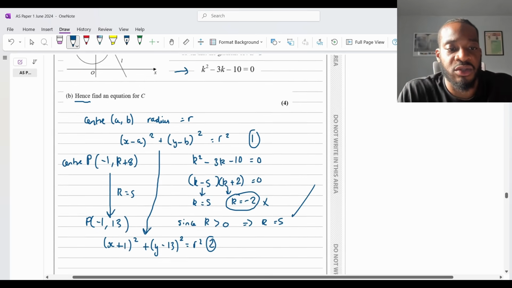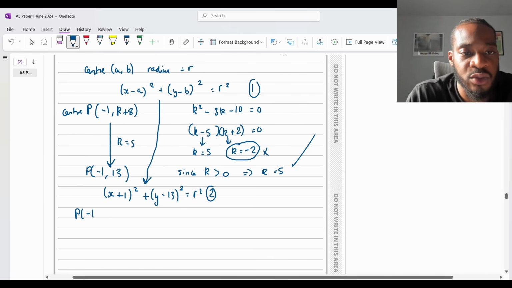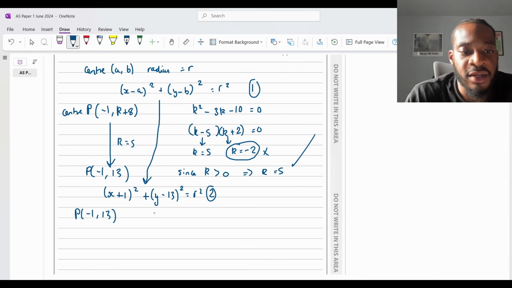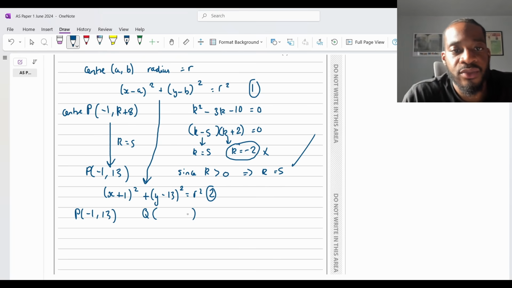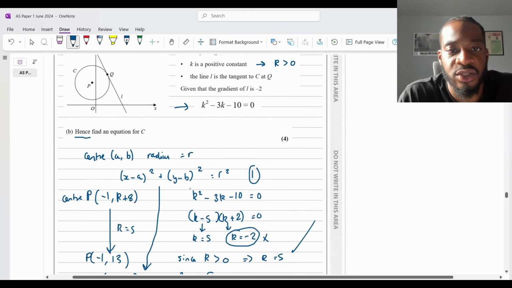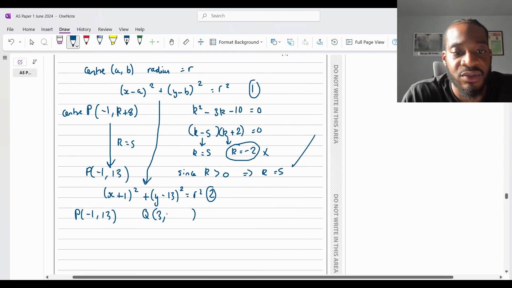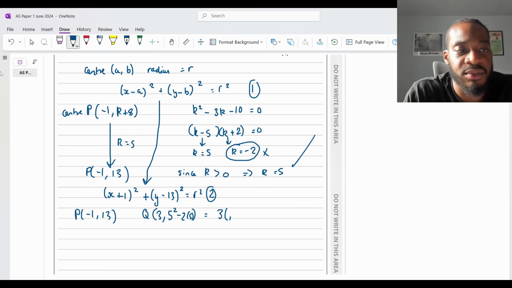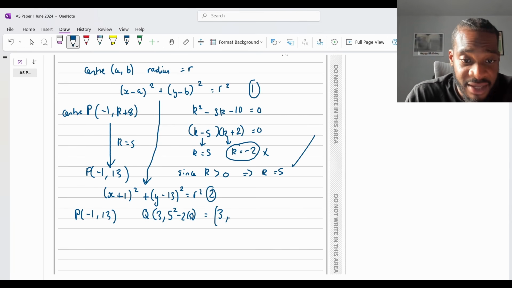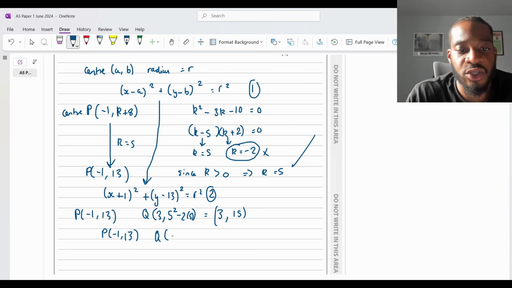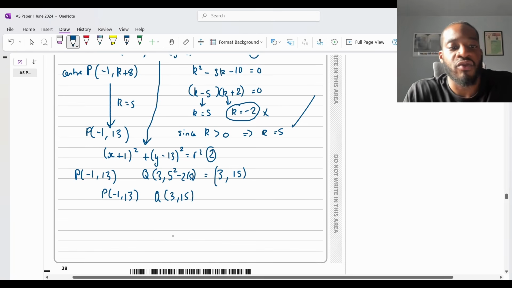So let's do that. So P we know is minus 1, 13, right? Q, what was Q? Q was 3, something. k squared minus 2k. So 3, and then we know that k is equal to 5. So it's going to be 5 squared minus 2 lots of 5, isn't it? Which is 3, and then, whoops, I put the bracket after the 3. That is so funny. And then 25 take away 10 is 15. Yeah? So therefore, we've got P as minus 1, 13. We've got Q as 3, 15, right?